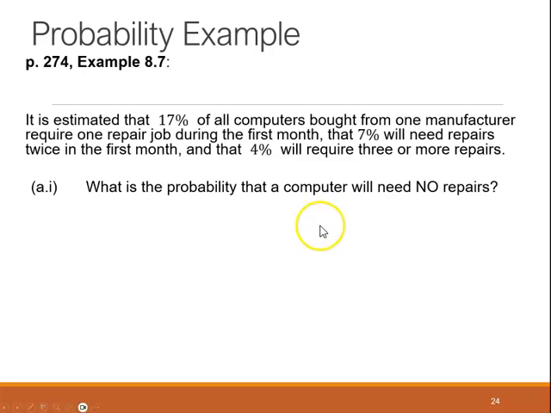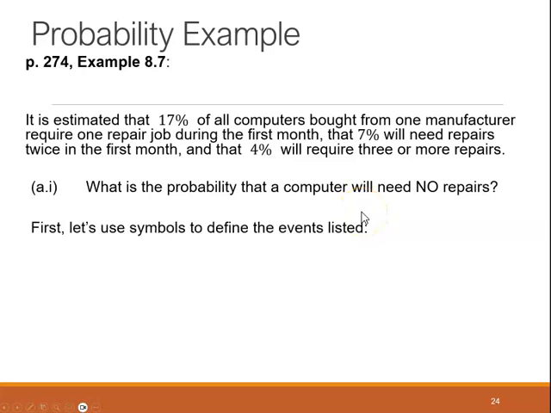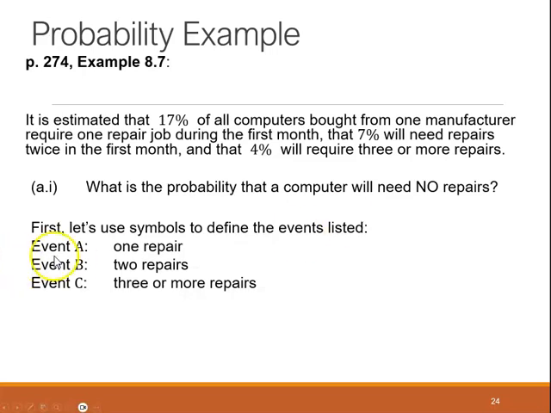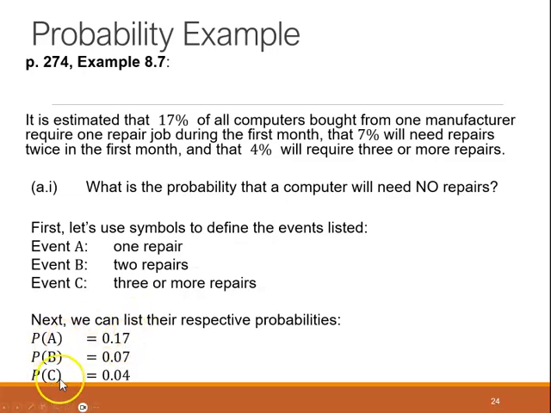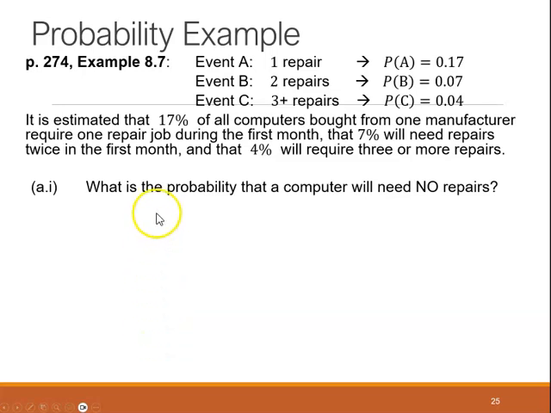Well, let's start by defining some symbols so we can write a probability statement that we can use our formulas on, right? So we'll say event A is 1 repair, event B is 2 repairs, and event C is 3 or more repairs. Everybody's okay there? Okay. And we have their probabilities. So I've recorded that up here.